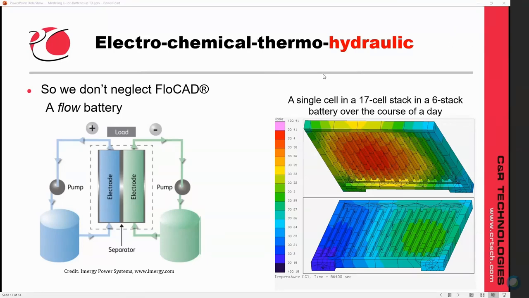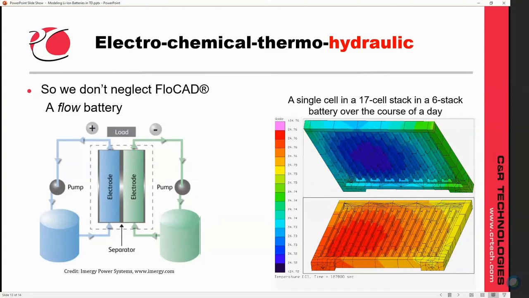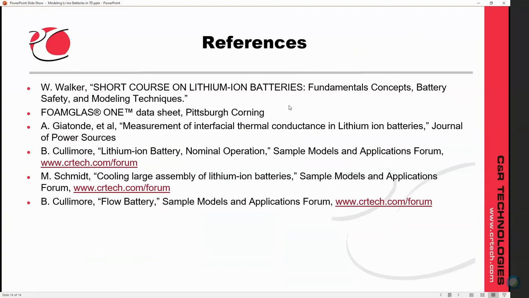This demonstration is documented on our website. This is a single cell in a 17-cell stack, in a 6-stack battery, over the course of a day. You don't see it here, but it has flow going through each of these channels in a serpentine pattern, and that's the electrolyte that's flowing through. And I'm going to butcher these terms, but the catholyte and the anolyte are on each of the sides.